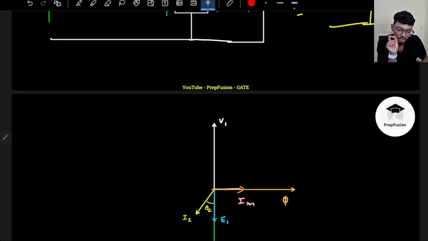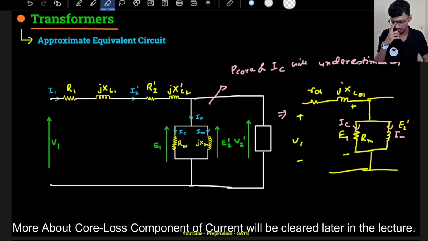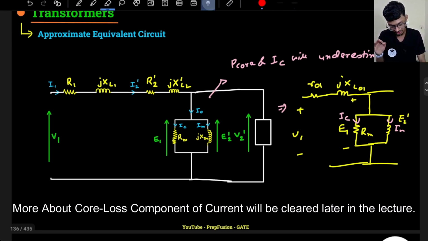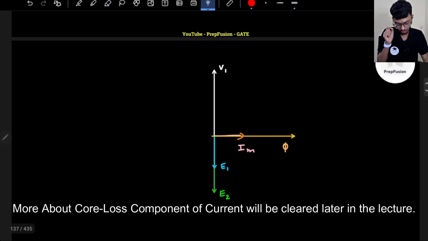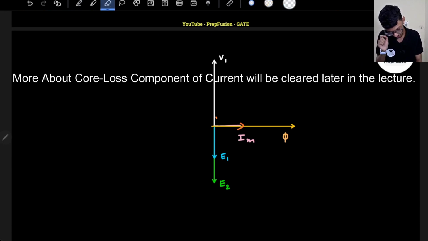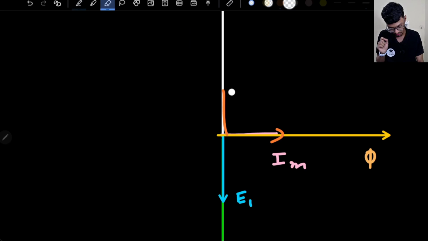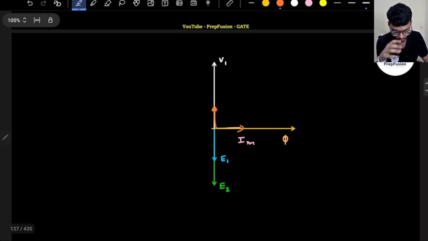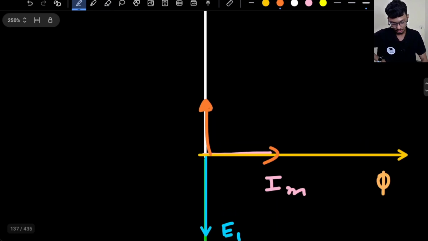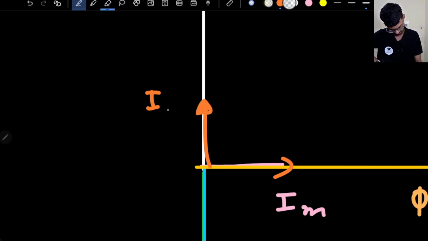What about this no load core loss component of current? Sorry for the interruption, my recording suddenly got stopped. As I was saying, where will this core loss component of the current be? This IC will actually be along V1 only. Only one thing I will tell you to remember, because the phasor diagram is just there for representation. Actually, we will not use the phasor diagram much in transformers. This core loss component of the current will be along V1 only, IW or IC, whatever you want to write.